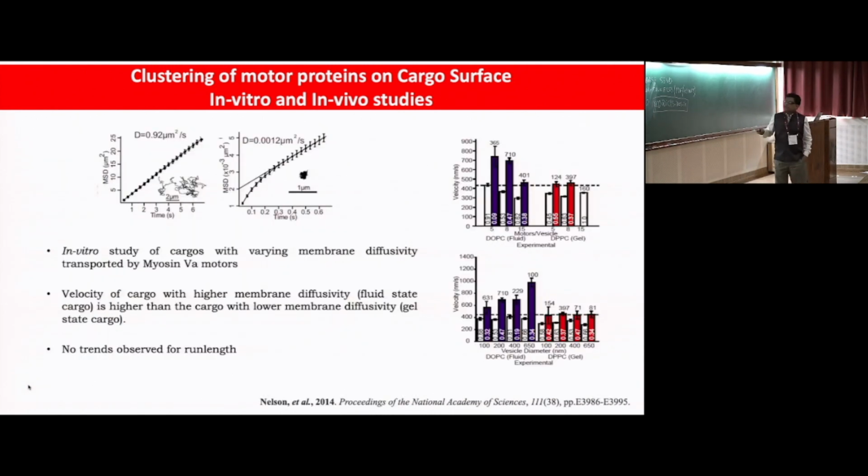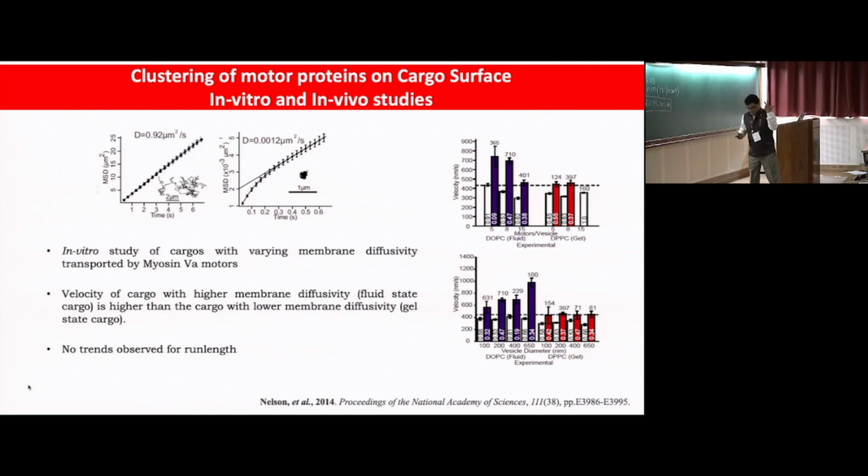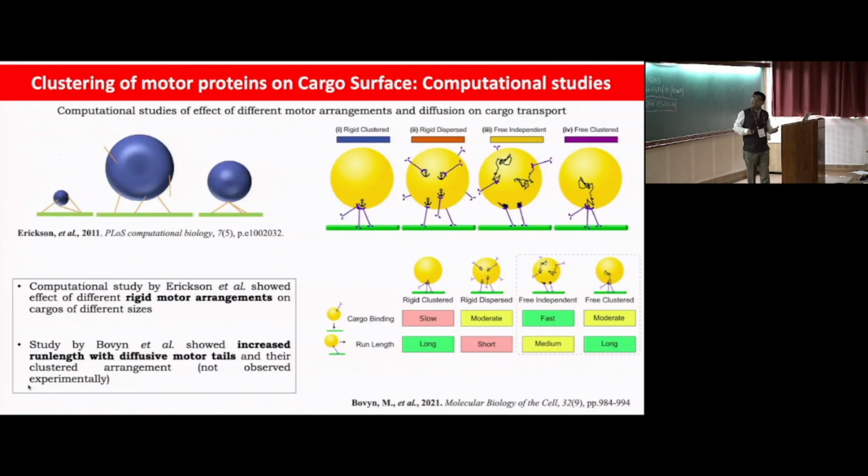Then there was another work by Nelson et al., and in this case they used cargos with both fluid as well as gel type membrane, and they studied how the transport properties would change. They found that the velocities change, but there is no effect on the run length. So there are few experiments, and there was no comprehensive study of what happens to the average transport properties of the cargos due to this sliding of motor proteins on the cargo surface.